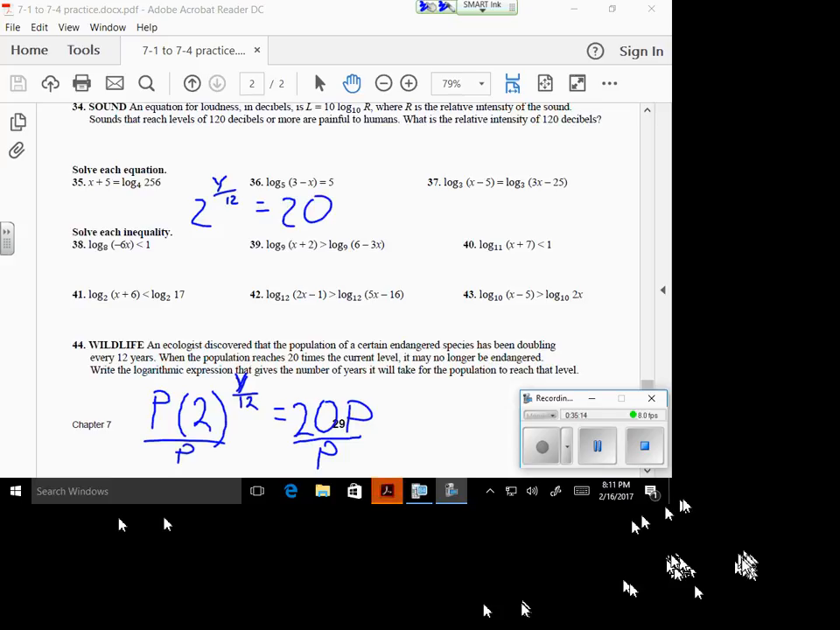We set that up as a log. That means that the log base 2 of 20 would be y over 12. Multiply both sides by 12, and we get 12 log base 2 of 20 would be equal to y. And we'll leave that as our answer.